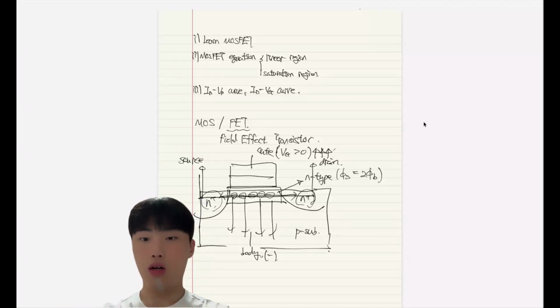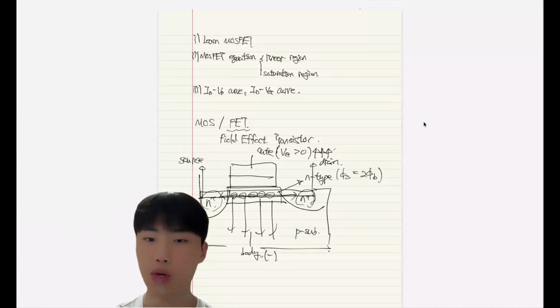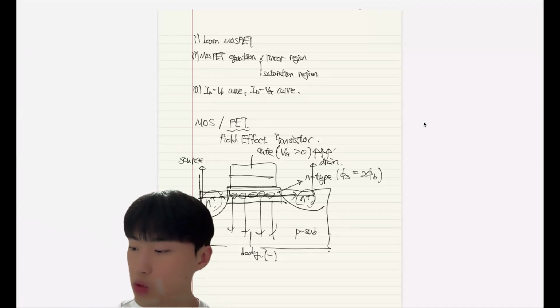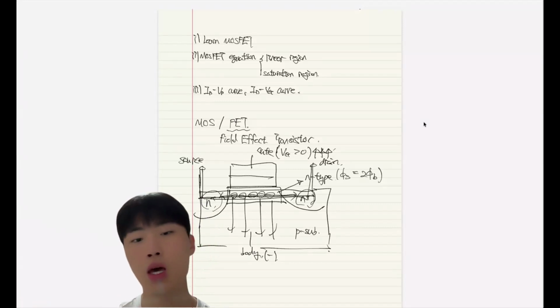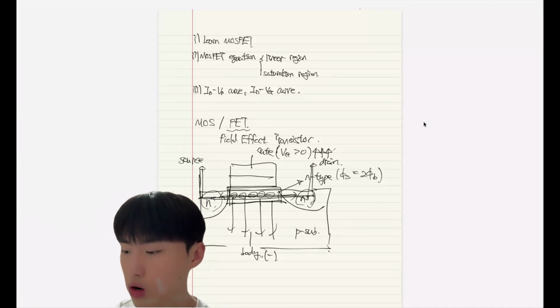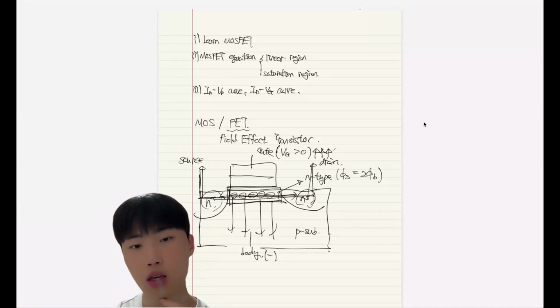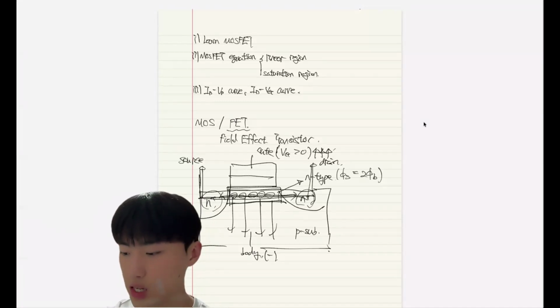But the electrons' direction and the current direction are opposite. So the current flows from drain to source in N plus polysilicon. We say this channel is made by electrons, so we call this part the N channel.